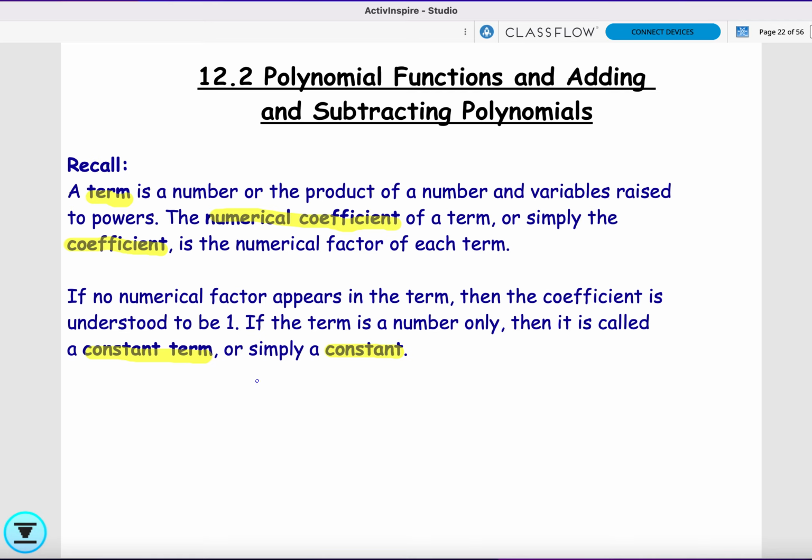So what that means is, for example, if we have 7x cubed, 7 is the numeric coefficient, and x is the variable. Now, if you have just a number, let's say you have just 3, that's just a constant by itself, a constant term, 3.